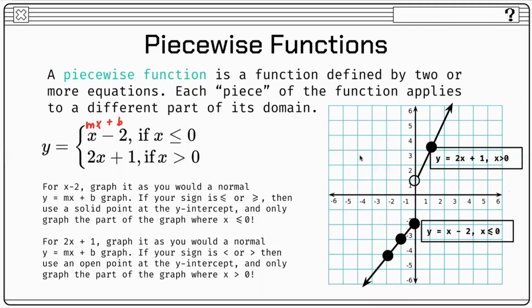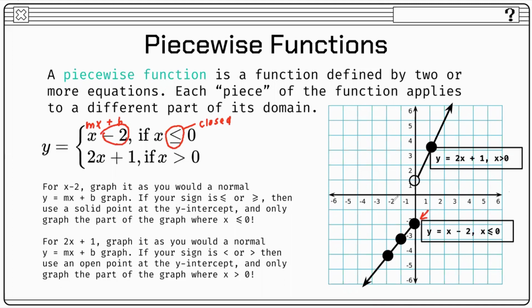Let's start by graphing y equals x minus 2, if x is less than or equal to 0. First, you want to look at the sign of your inequality symbol. In this case, it's less than or equal to, so we know that we're going to use a closed circle at the y-intercept, -2. So go ahead and draw your closed point at -2 on your y-axis.